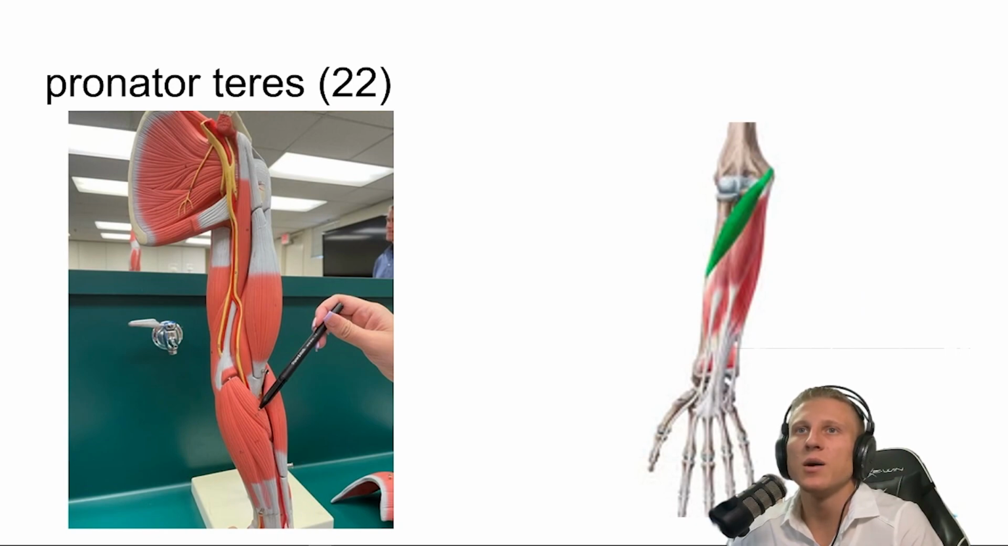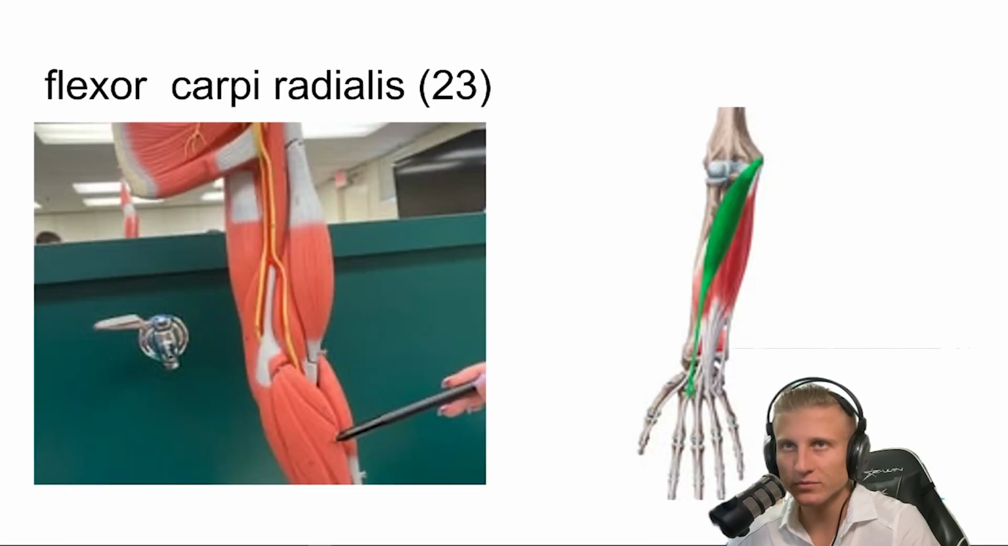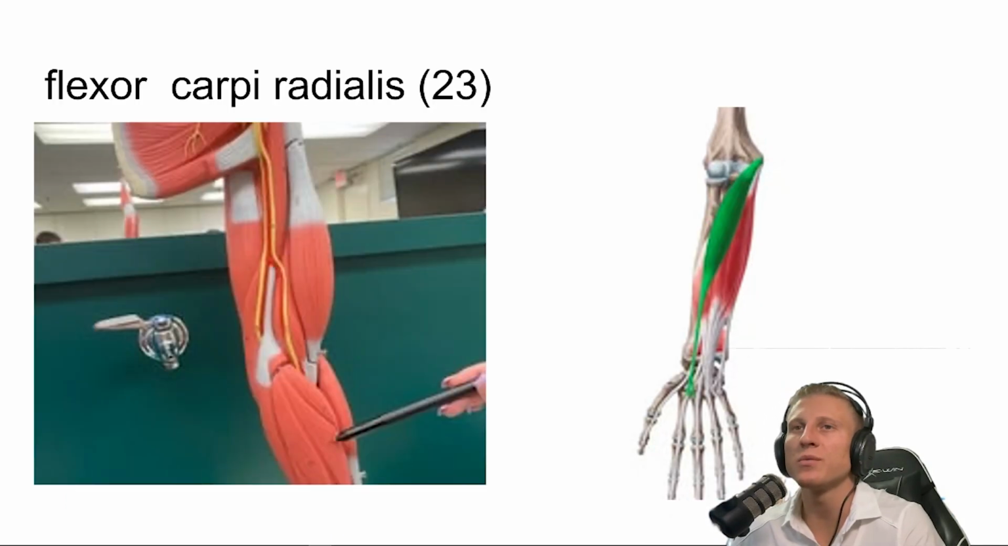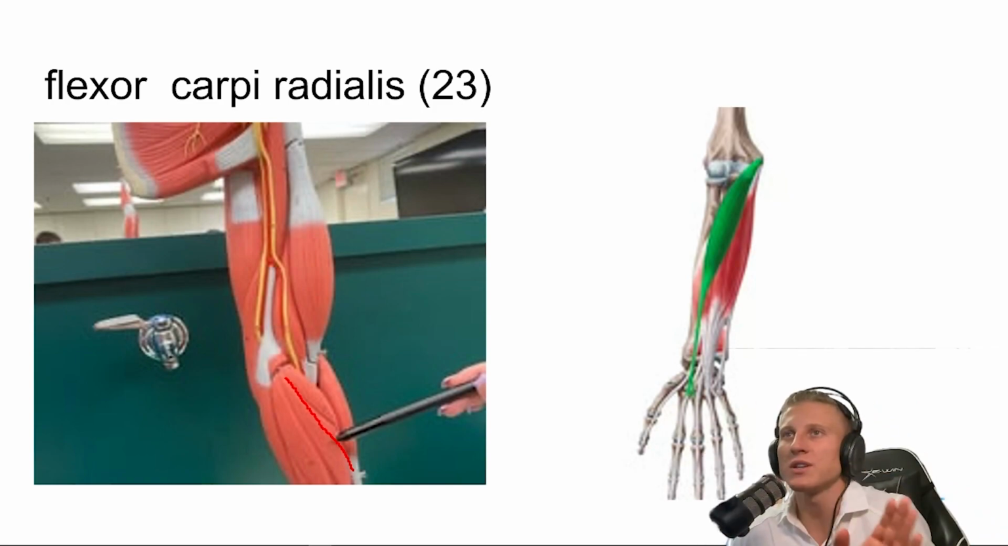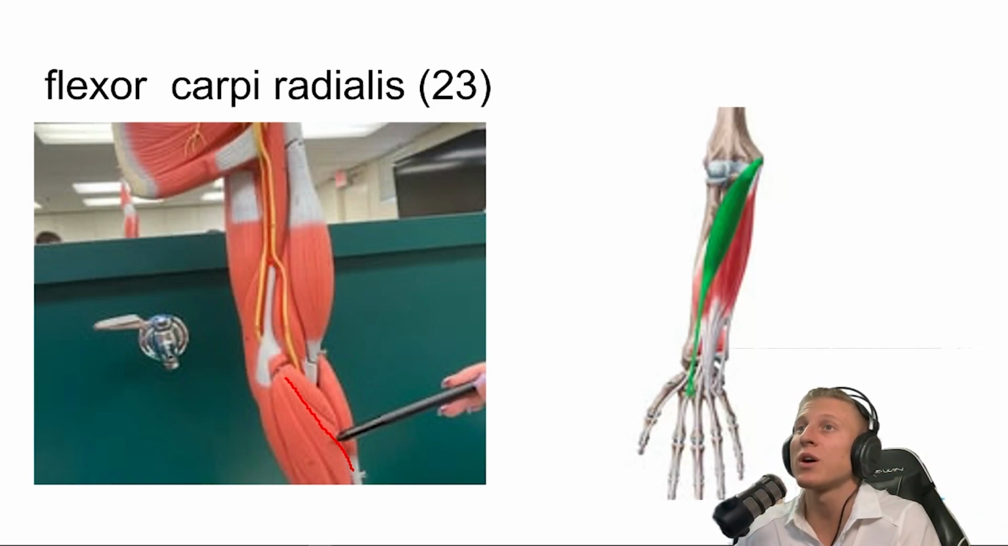All right, pronator teres, relatively minor contributor, crossing over the anterior surface of the arm. Flexor carpi radialis. So this one is going to end up crossing over and then inserting. These are kind of in opposite orientations, the two images from each other, but it basically crosses over the anterior surface, like how we're seeing it do right here, and is going to insert down on the radius over here. Okay.